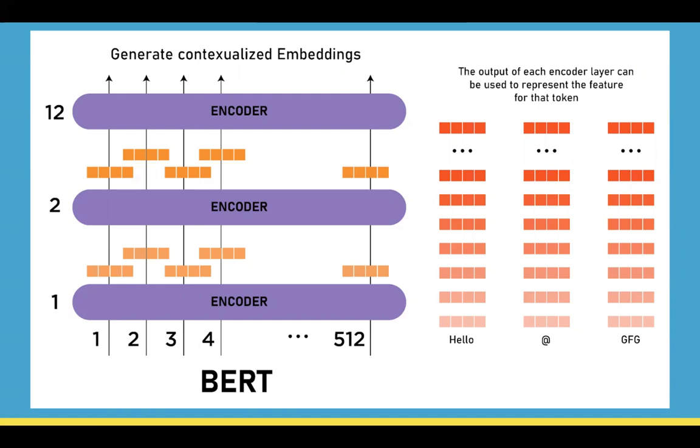Now, the way we train this is by making it solve two problems. The first is that 15% of the words in the sentence are masked, and BERT tries to predict these masked words. The second is that the model receives pairs of sentences as input, and it tries to predict whether the second sentence is a subsequent, consecutive sentence, or just some random sentence.